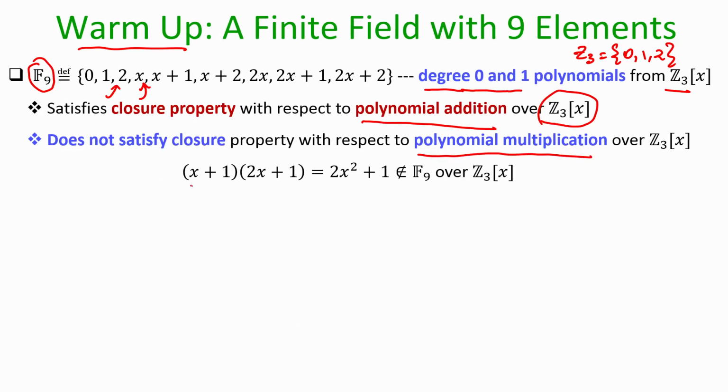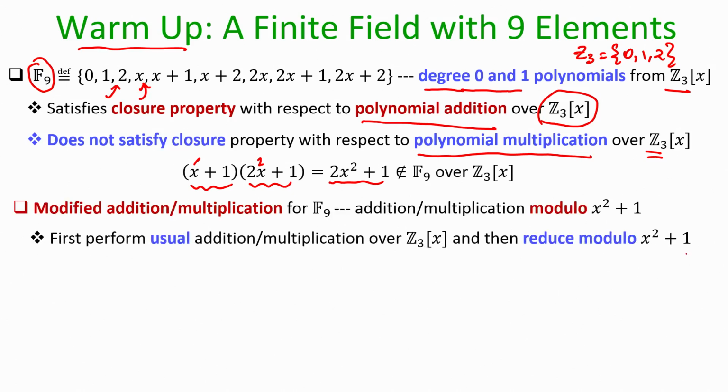Namely, suppose I take these two polynomials and multiply them. Remember, when I multiply polynomials over fields, where my field here is Z3, the degree of the product polynomial will be the sum of the degrees of the individual polynomials. So, I have a degree 1 polynomial here, and a degree 1 polynomial here. That is why the degree of the product polynomial will be 2, and this polynomial is not a member of the set F9.